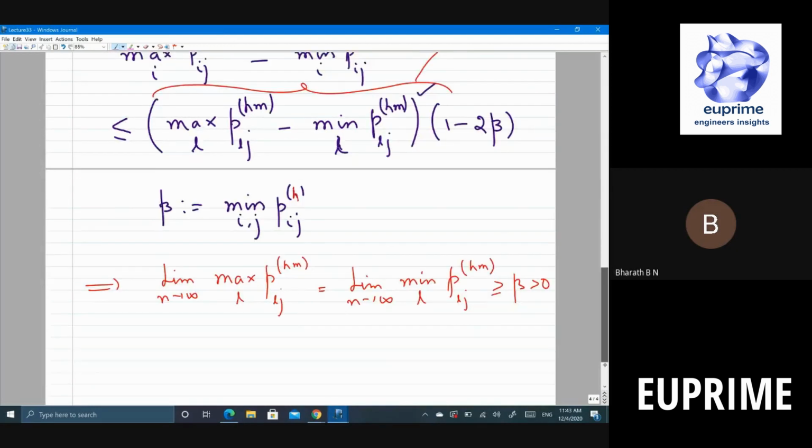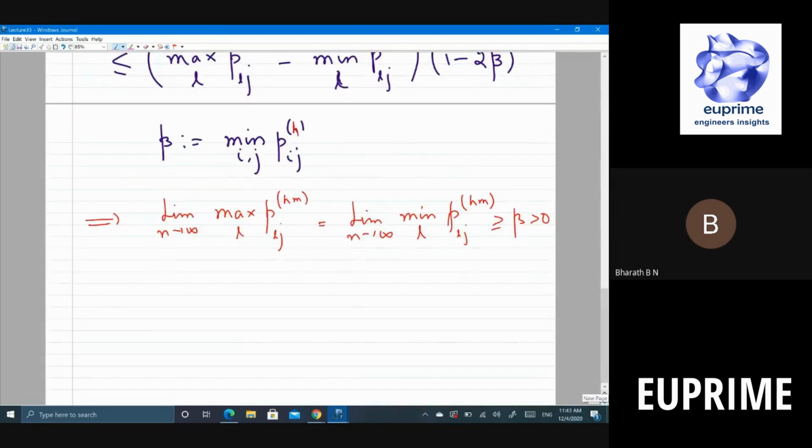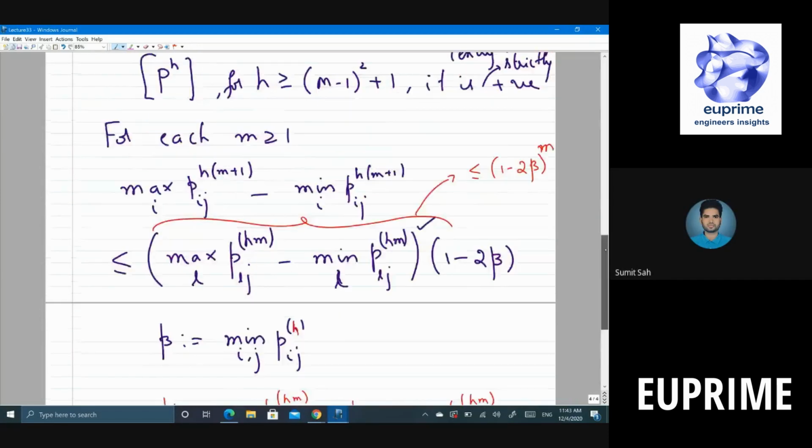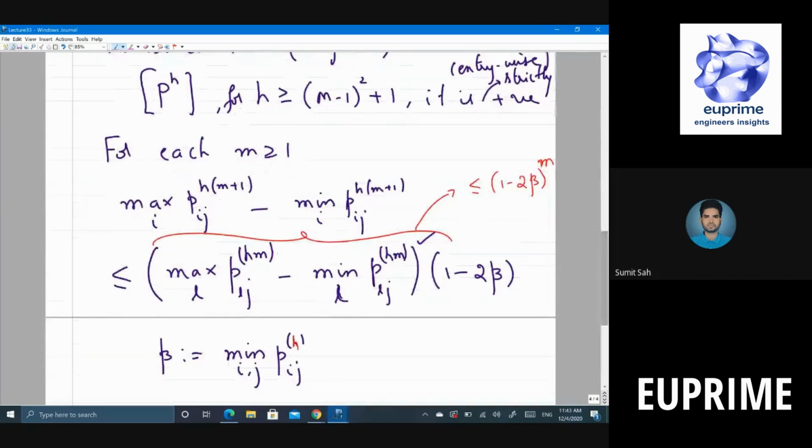Sir, how do we get the above inequality? You just replace this max over l of Pij in hm steps minus this, less than 1 minus 2 beta to the power m, sir. How do you go from here to here? You said that this is less than or equal to 1 minus 2 beta to the power m. How can we do this, sir?